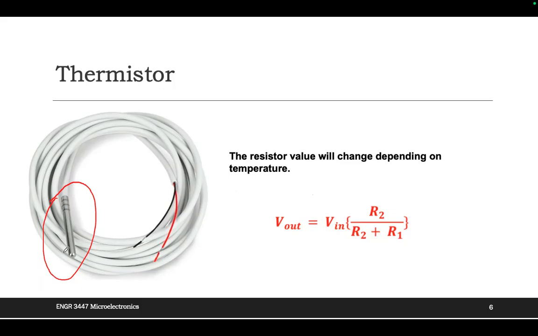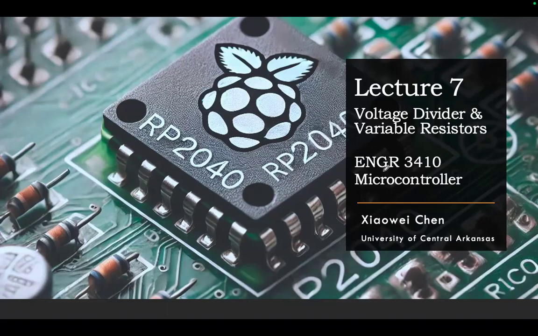We call this a thermistor, which is sensitive to temperature. Am I right? So today we will talk about two different, what's the name for today's lab? Variable resistors. Those two are different variable resistors. One is sensitive to light and the other is sensitive to temperature.